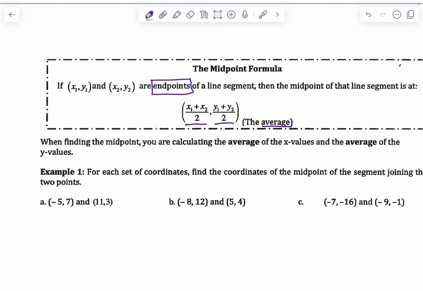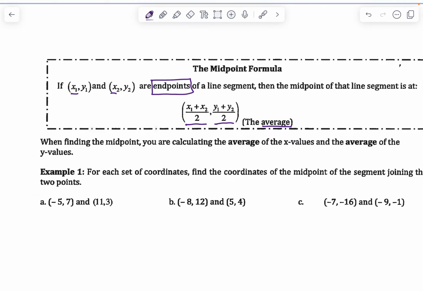And think about it, that's how we calculated averages, right? If I want to find the average x value of these, I'm going to take my 2 x values, add them up, and then divide by how many x values you have: 2. That's where those 2's come from. They're not really random, it's just that we have 2 endpoints, 2 x values, 2 y values. We're finding the average, so we divide by 2.